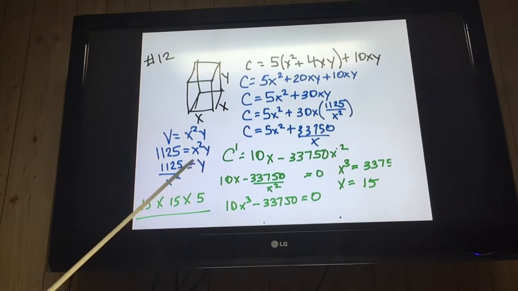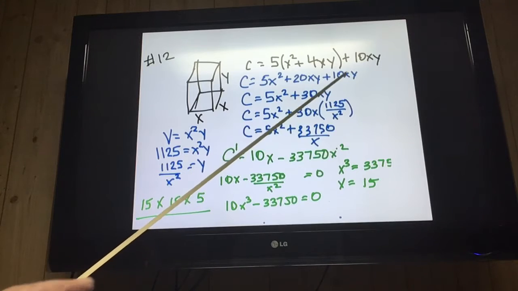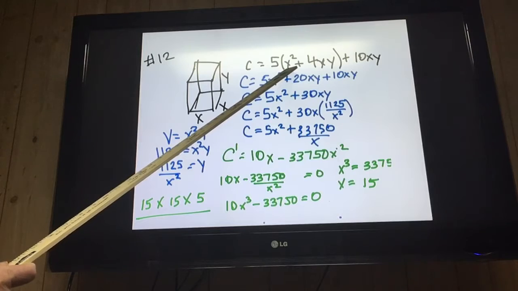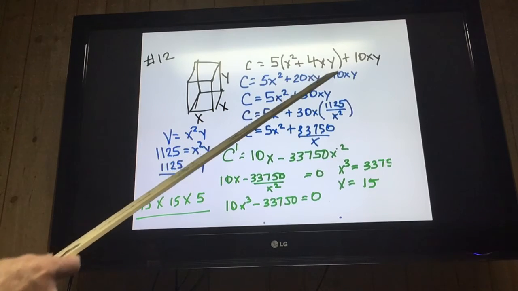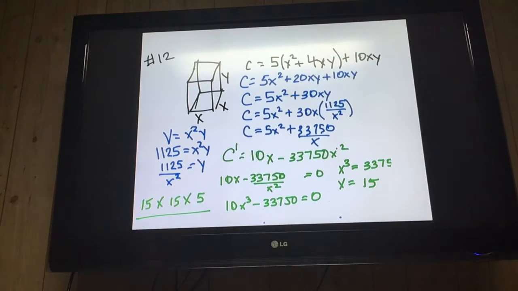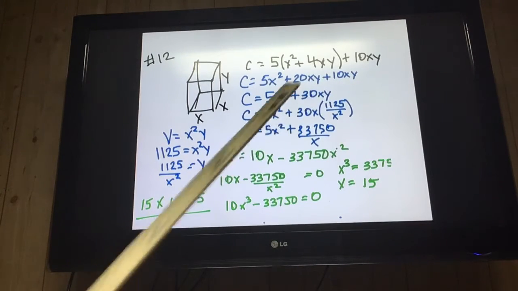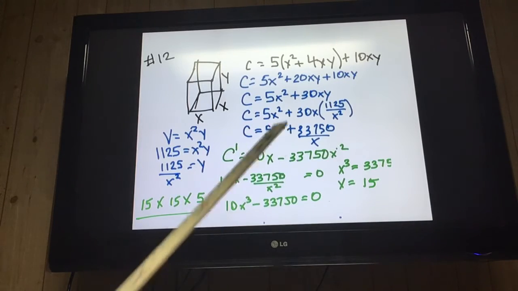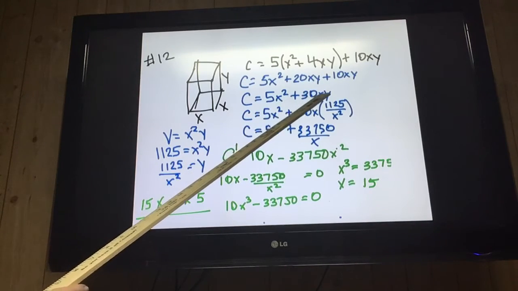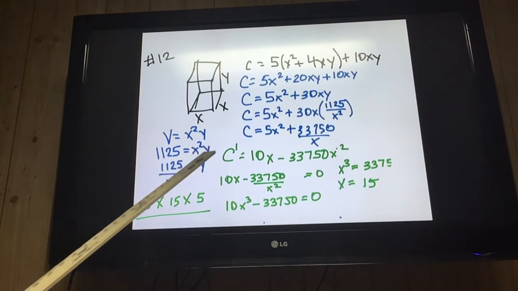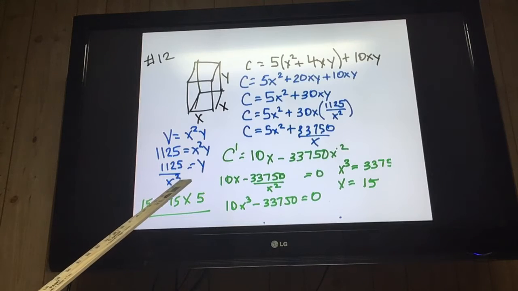All right, so I'm going to take the 1,125 over x squared and substitute it in for my y. So I'm going to simplify first. 5 times x squared, 5 times 4xy, plus 10xy. I add like terms, 20xy and 10xy is 30xy. So now I have 5x squared plus 30xy. Now I'm going to resubstitute 1,125 over x squared and put it in for my y.